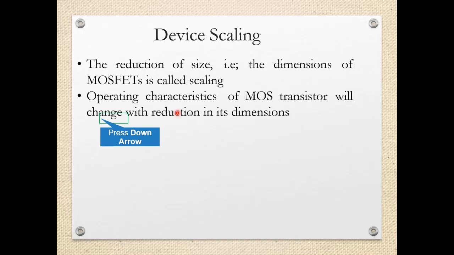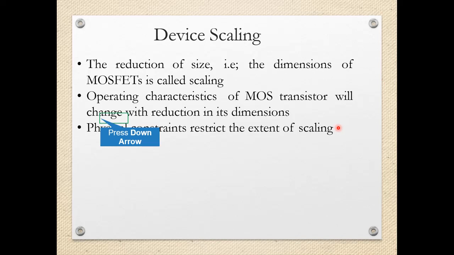The operating characteristic of a MOS transistor will change with reduction in its dimensions. Up to a certain level, the operation will not change. Whatever we have studied, the same operation will remain. But if we go on reducing the channel length further, some special effects can be observed in the operation of the MOSFET. So the operating characteristic will change with reduction in its dimensions.